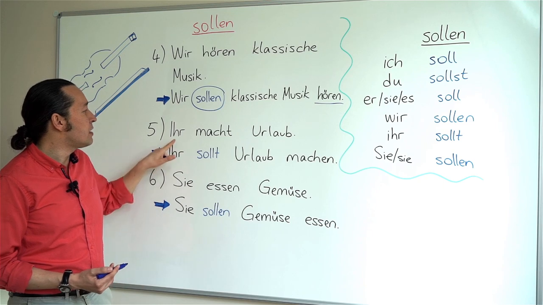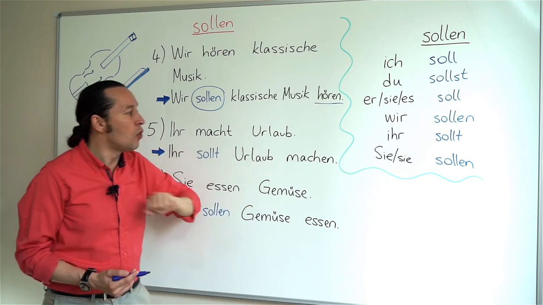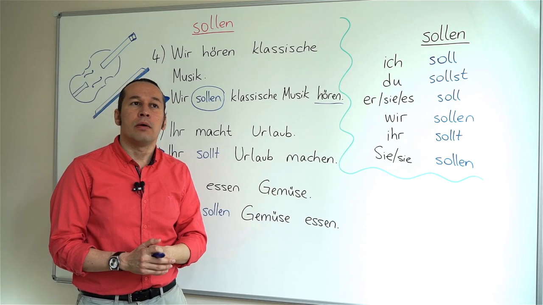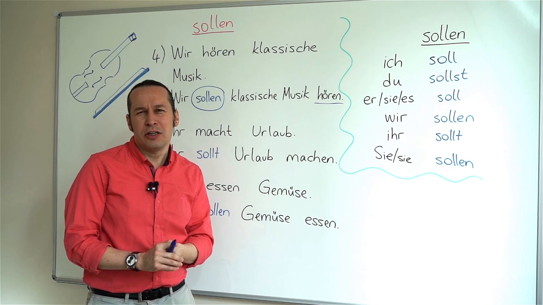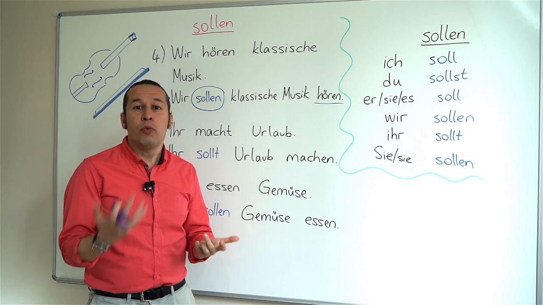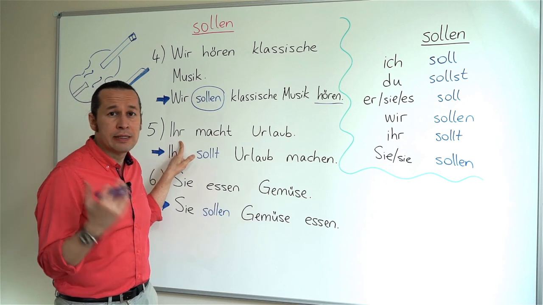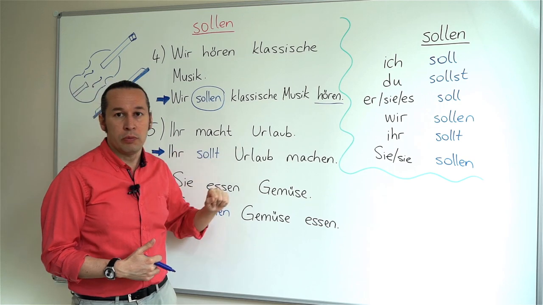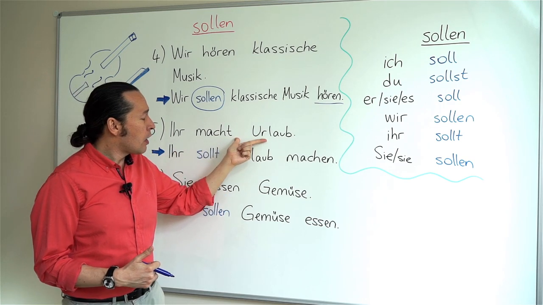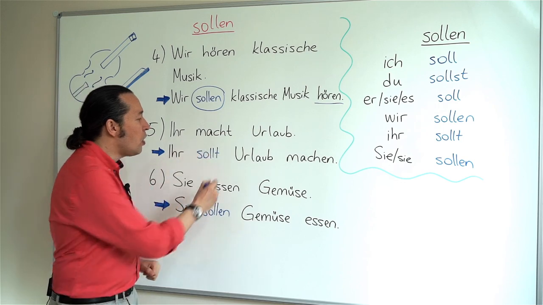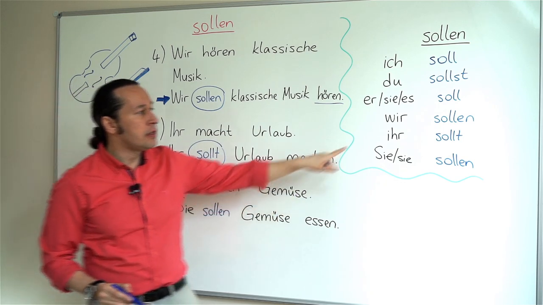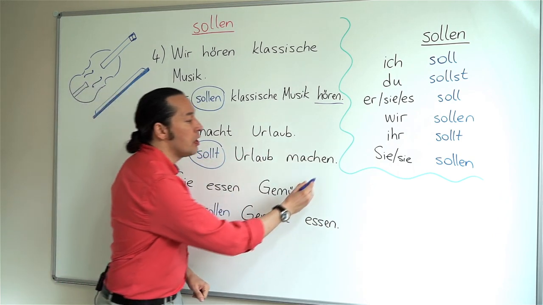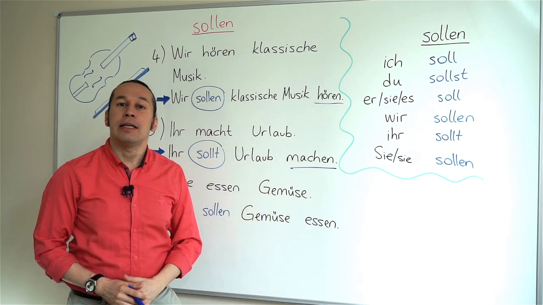In the next example, it says, ihr macht Urlaub. Urlaub stands for vacation. Okay? We don't say doing vacation in English, right? We say, we are on vacation. In German, they say they do vacation, so ihr macht Urlaub. As I want to put sollen, I conjugate this with ihr sollt. So, ihr sollt Urlaub machen, machen as infinitive.